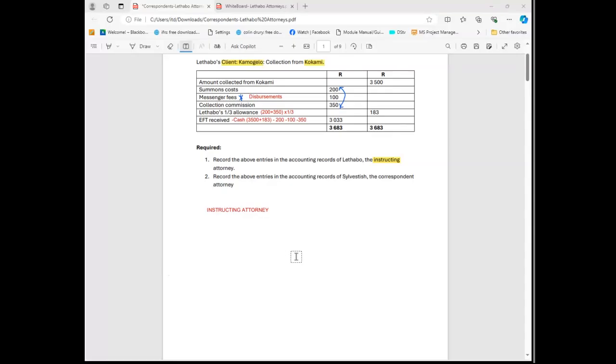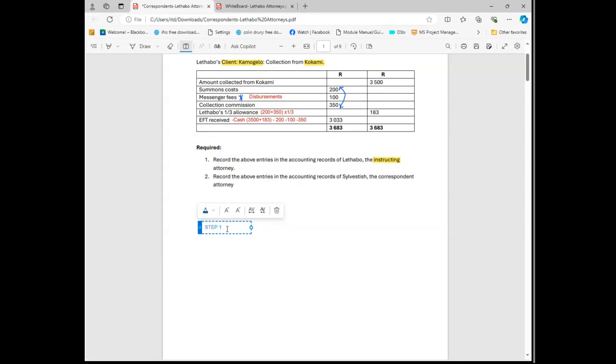Now let's focus on the recording of the transactions. Remember, now we are going to be under the instructing attorney's books. That's why you can see here I wrote instructing attorney, meaning this book should be under the instructing attorney. To make everything simple, I prefer, which is optional, to follow what we call the steps. This can be very useful when you follow the steps. So I'm going to call this step number 1.